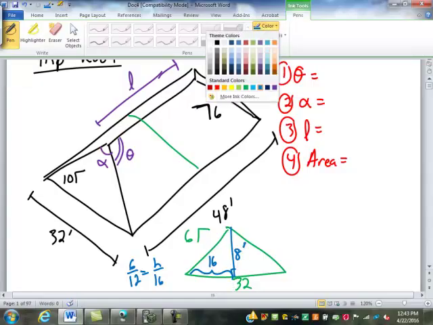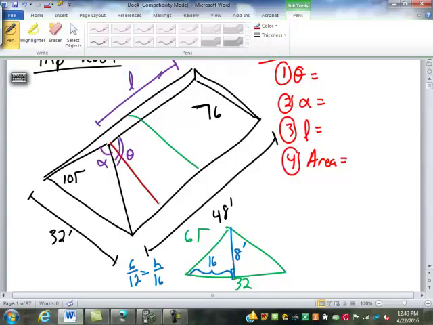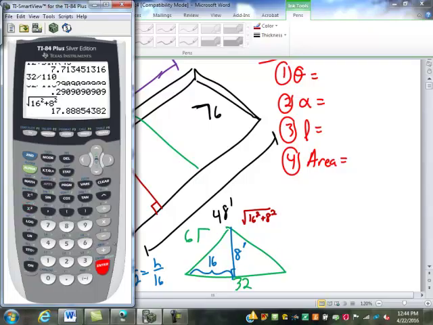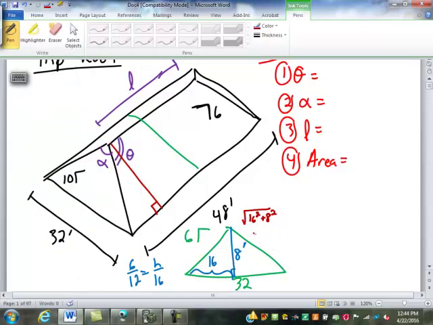Now I'm going to use that to fill in right here the length of the common rafter. How do I find the length of the common rafter? Square root of 16 squared plus 8 squared. 17.89, you got it. So this here is 17.89 feet. Now, if we knew this distance here, we would be able to find theta real easily. How do we know that distance?